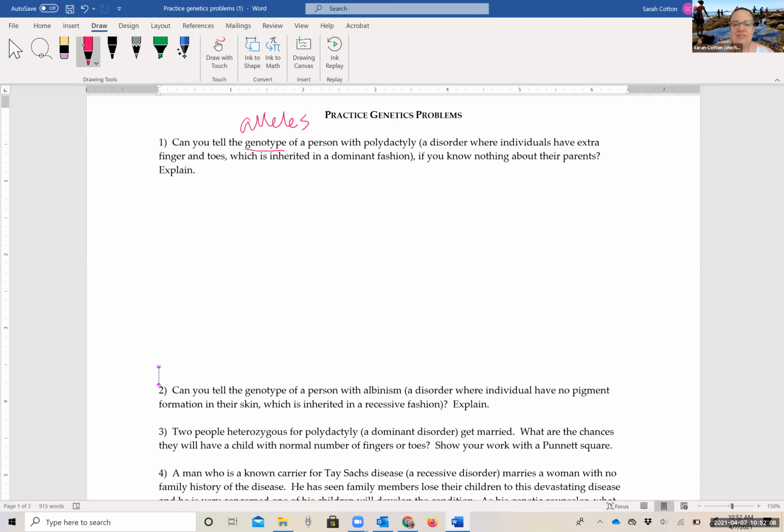So polydactyly means having extra fingers or toes. That's not something you need to memorize. It's just an example that's convenient because it's interesting and it's inherited in a very straightforward fashion. And the way that it is inherited is in a dominant fashion.